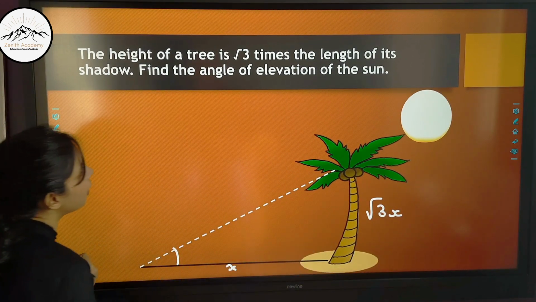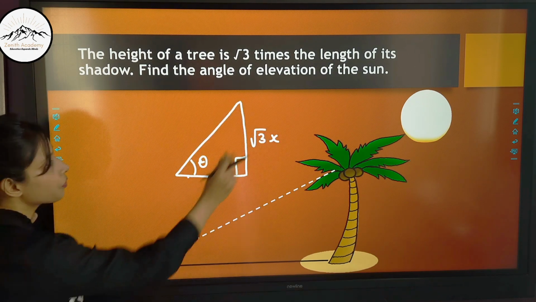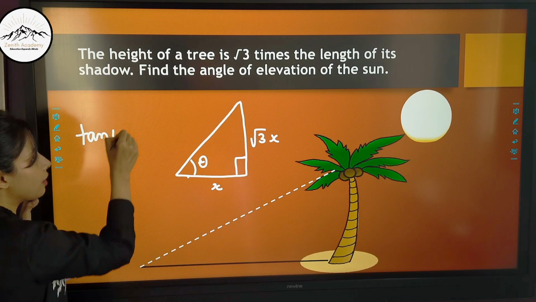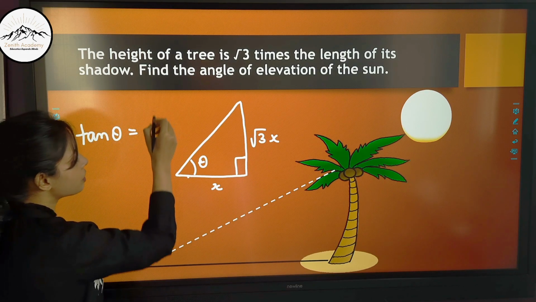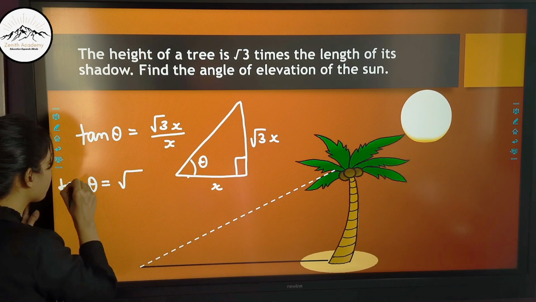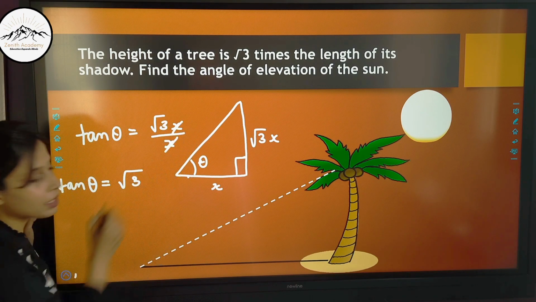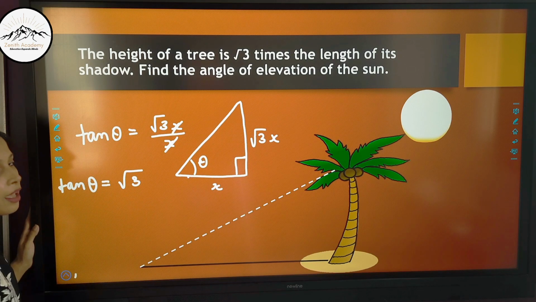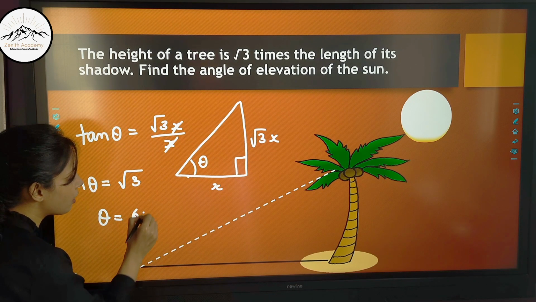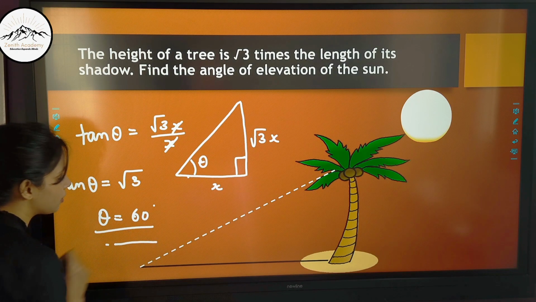And now what we need to find is this angle of elevation. Suppose this is theta. So we need to find the theta. This is perpendicular and this is base, we know. So perpendicular upon base is what? Tan theta. So this will be root 3x upon x. So tan theta is equal to root 3, x and x will get cancelled. So tan theta will be equal to root 3. And when is tan theta equal to root 3? We know when theta is equal to 60 degrees. We have learned this in standard angles. So this is our answer.